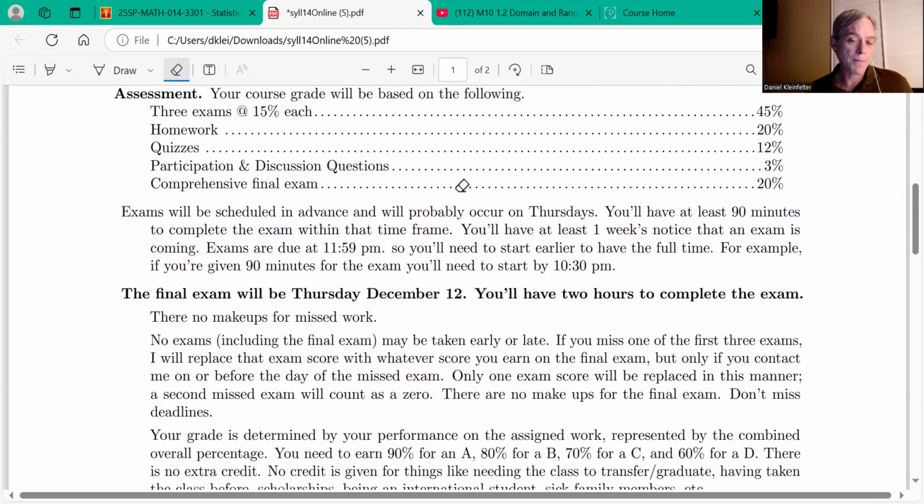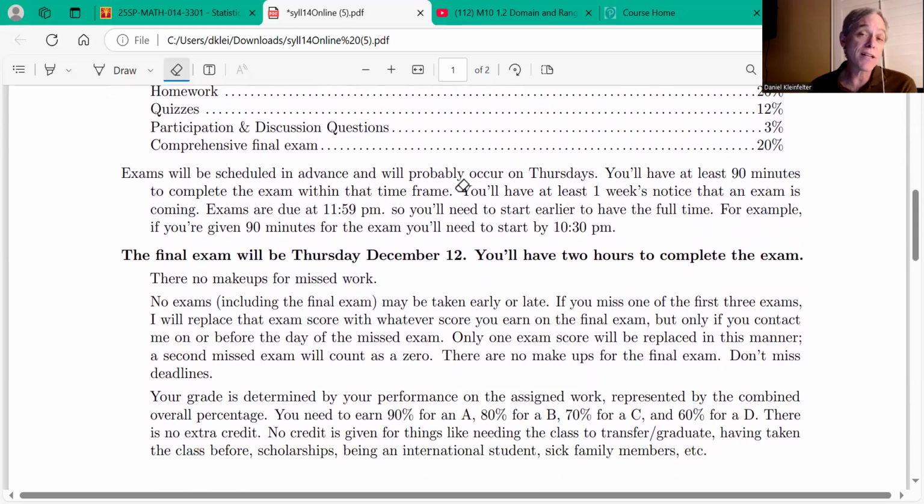Okay, there's that. Exams will be scheduled in advance and probably occur on Thursdays. The plan so far is to have a test about every 3 chapters. So at the end of chapter 3, at the end of chapter 6, and then around 9 or maybe 10 for that last one. You will have at least a week's notice that an exam is coming.